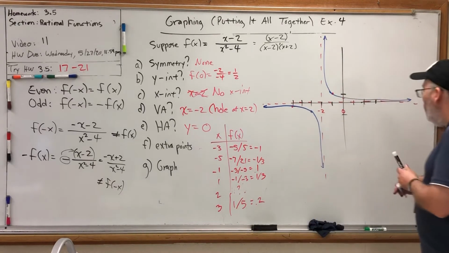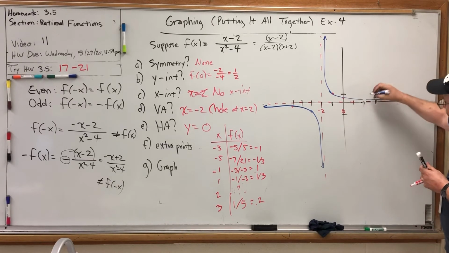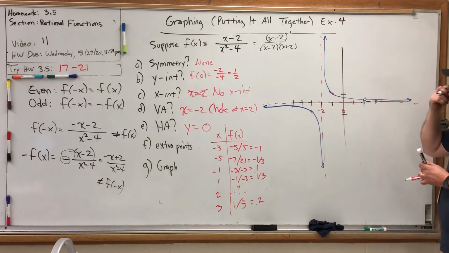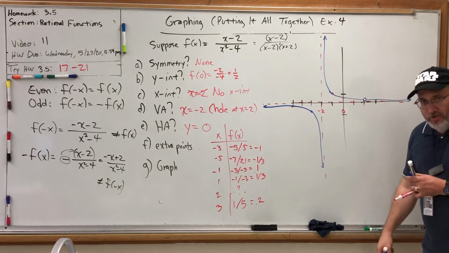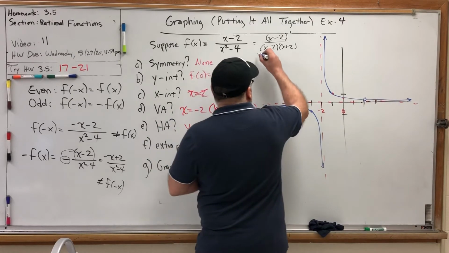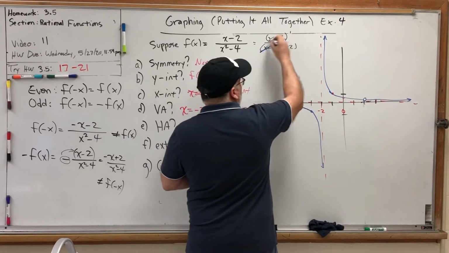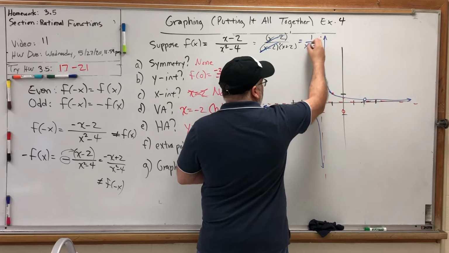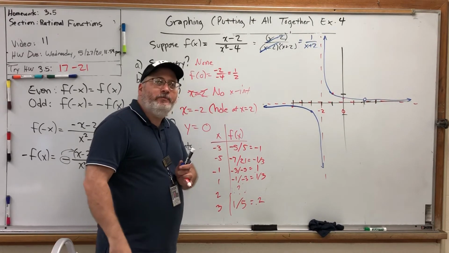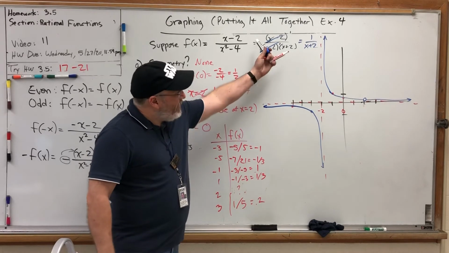Now we know there's a hole at x equals 2, so we could just erase above 2 and put a hole, but there's actually a way to locate where it is. The trick to locating where the hole is is to cancel these factors, and that will leave 1 over x plus 2. I can put 2 into that. If I put 2 into that, I get 1/4.